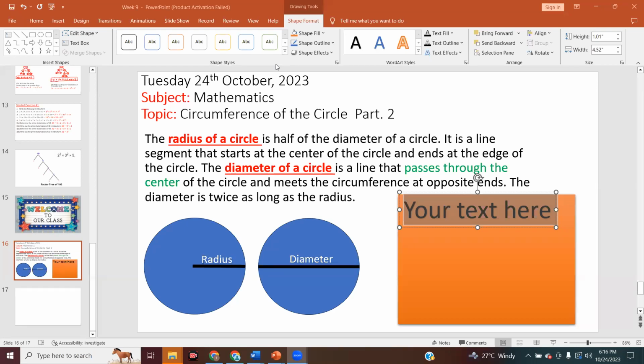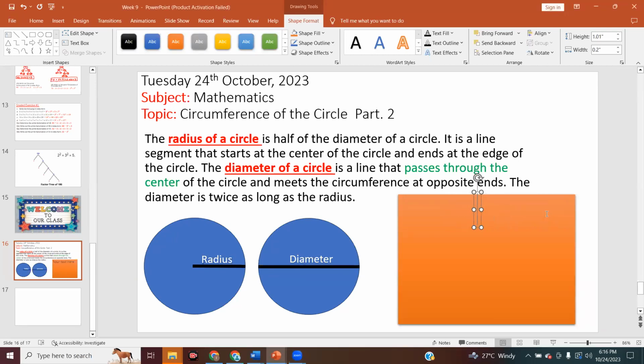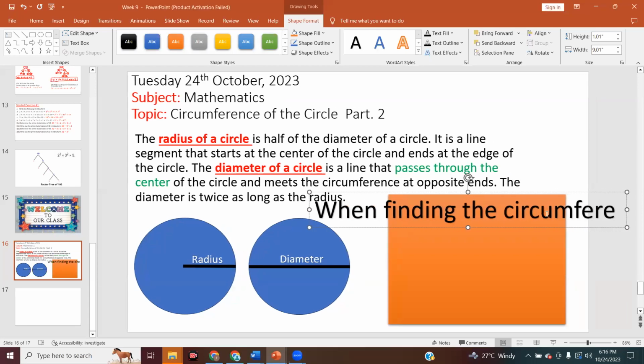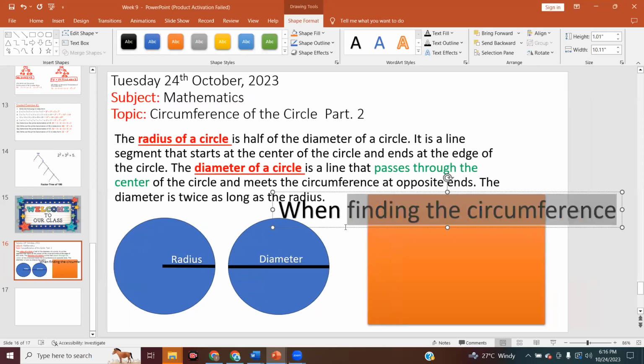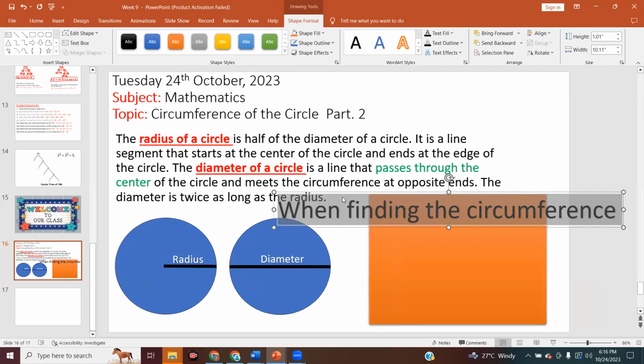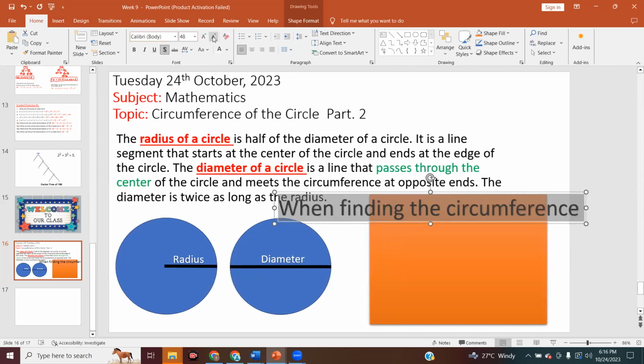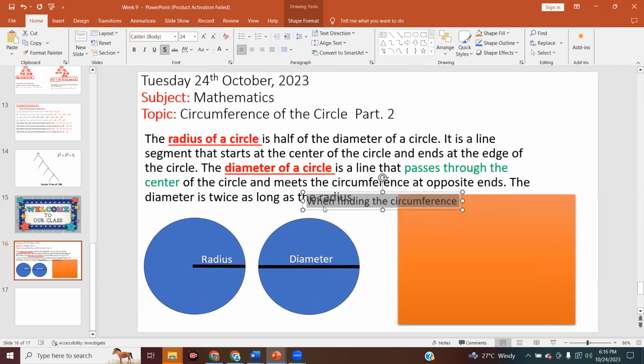All right, so let's write this down. So the thing that we're gonna write down is this. When finding the circumference, right? So if you're trying to find the circumference and they give you the diameter, okay? So let's say you're trying to find the circumference and they give you the diameter. In order to figure it out, all you need to do is divide.